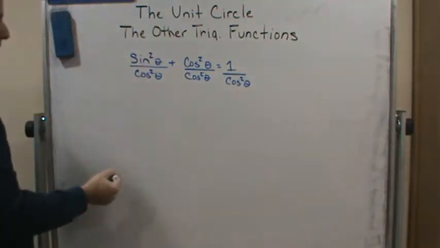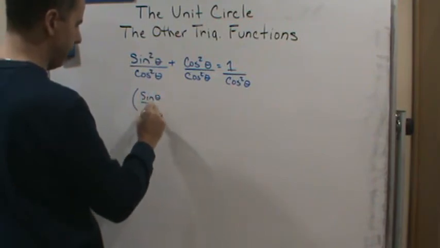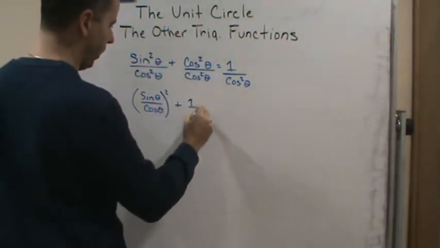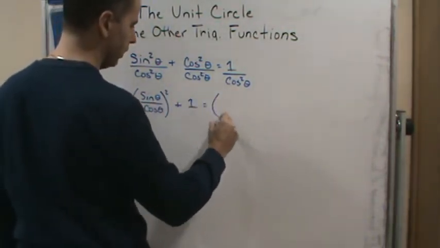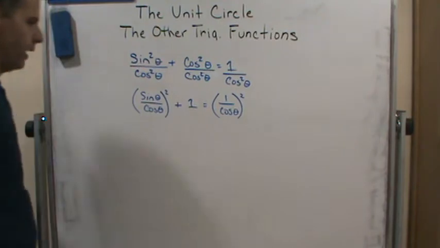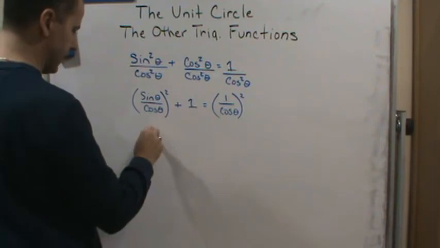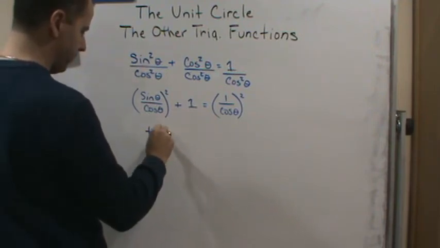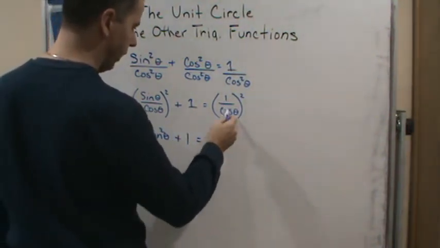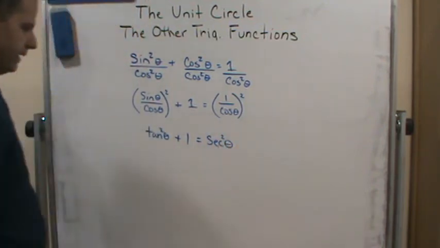Again, I'm going to do the same thing. This is going to give me what? This can be rewritten as sine theta over cosine theta quantity squared plus 1 equals 1 over cosine theta quantity squared. And then I can simplify this. Sine over cosine, that's tangent theta. So it's going to be tangent squared theta plus 1 equals, well, 1 over cosine is secant, so I end up with secant squared theta.